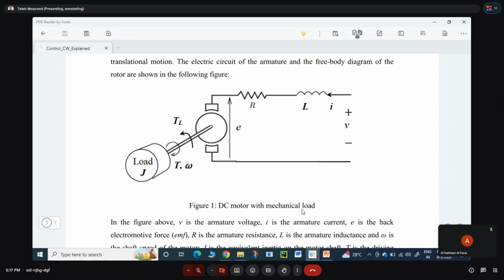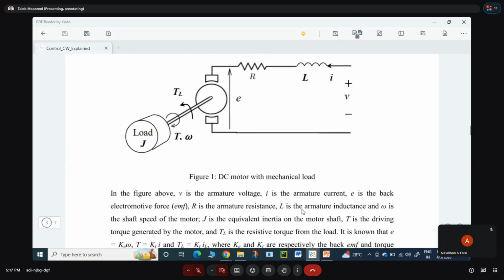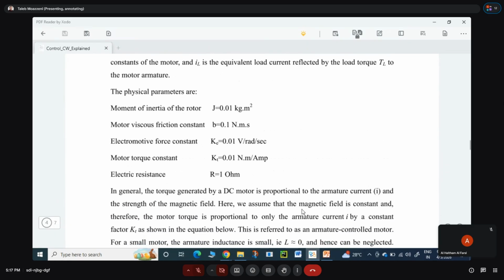So the goal is to find Kp, Ki, and Kd, which are not represented here. It is something that you should add to this system. You don't need to draw anything, you just need calculation. So how do we find Kp, Ki, and Kd? The first step, which I will explain now, is to find the system modeling. What is the relationship between the output and the input of the system?